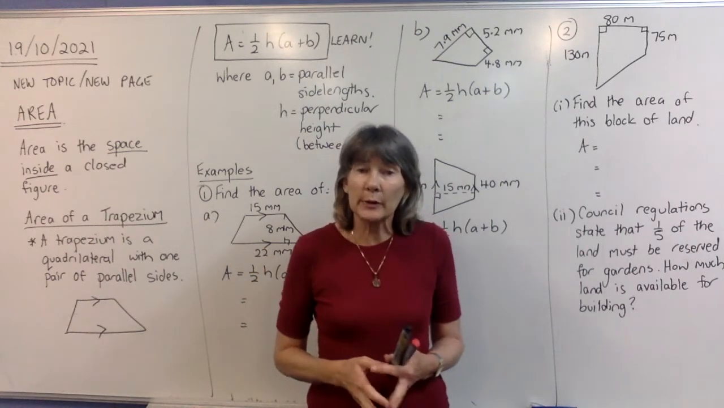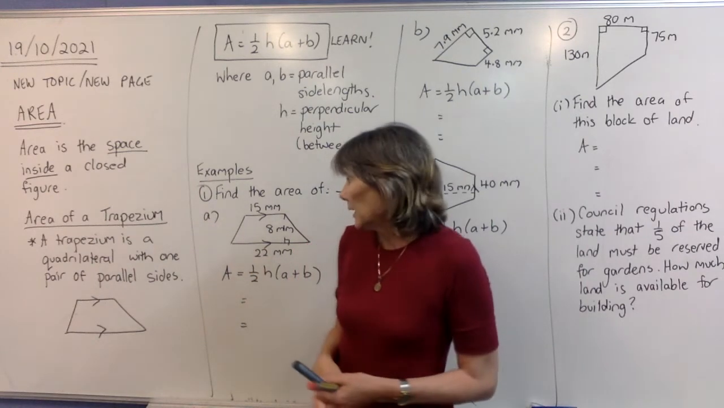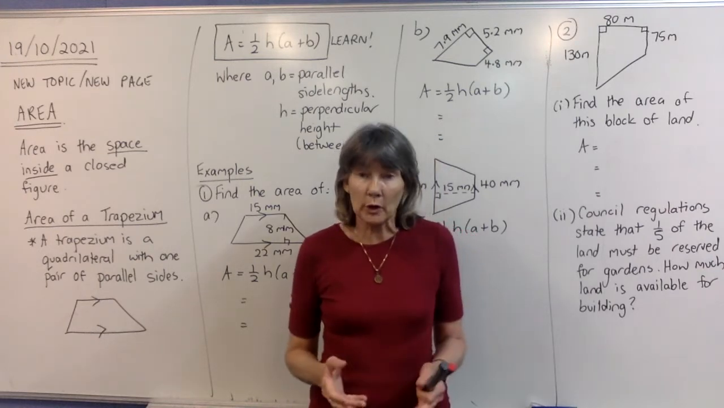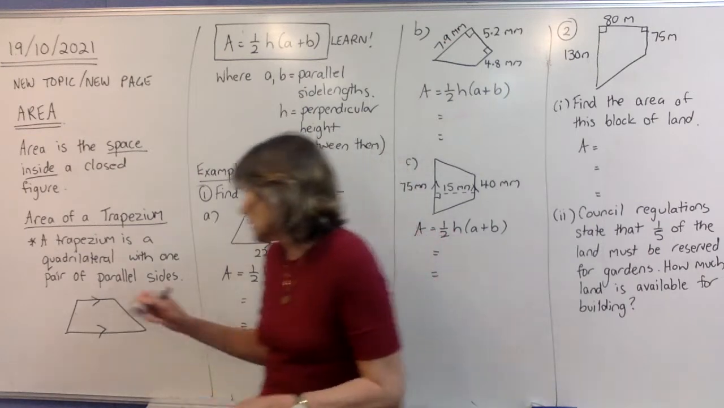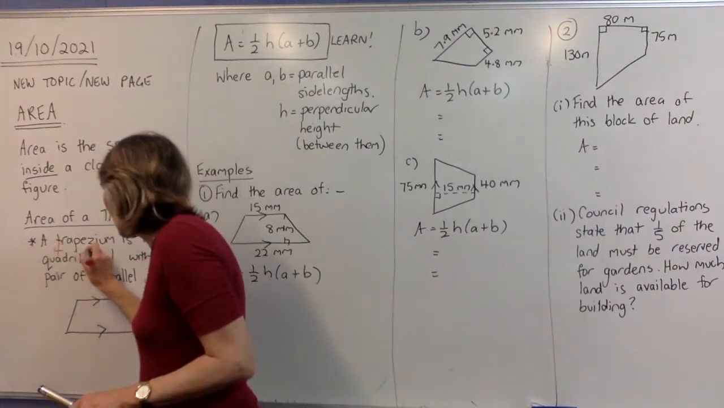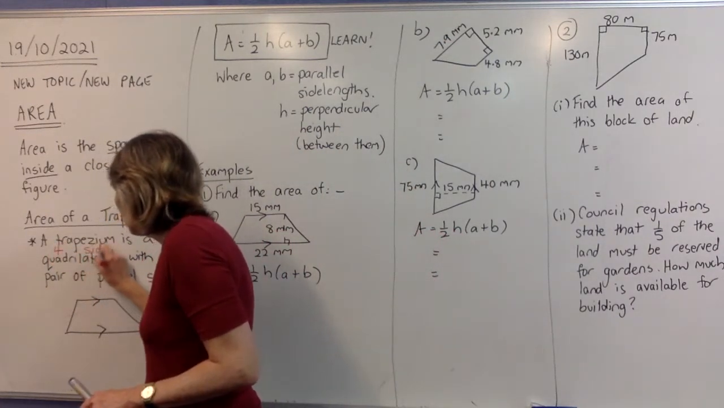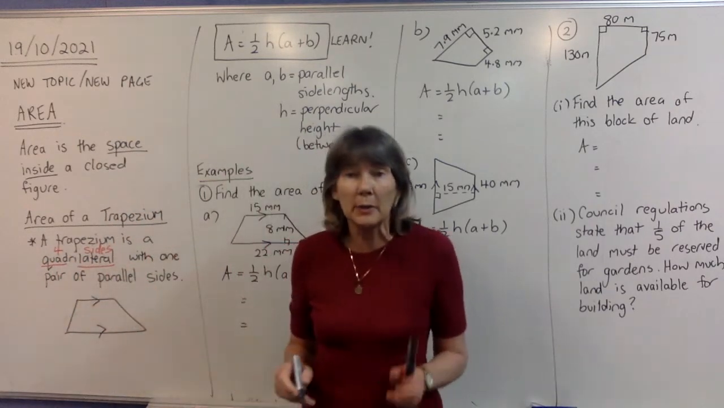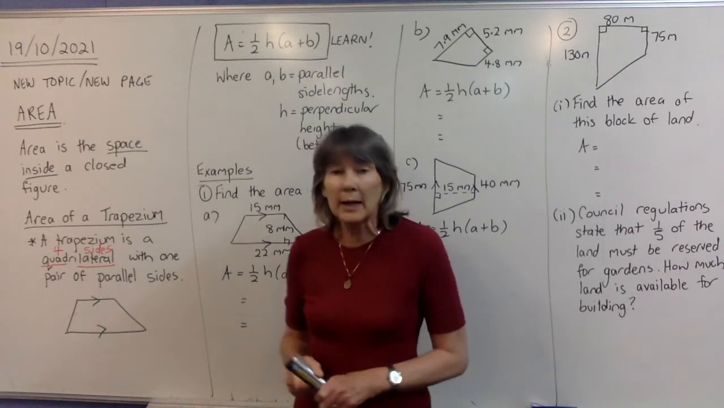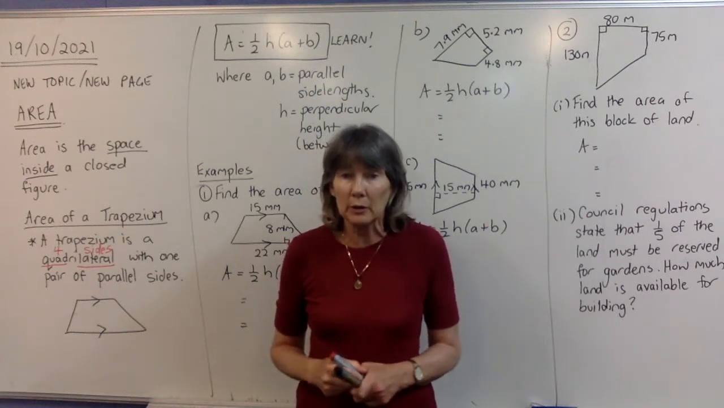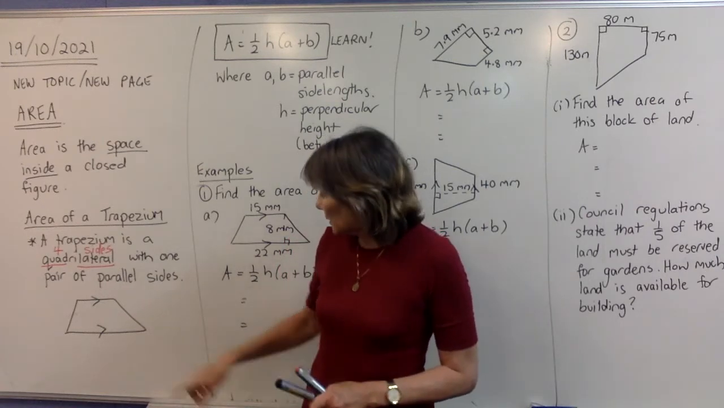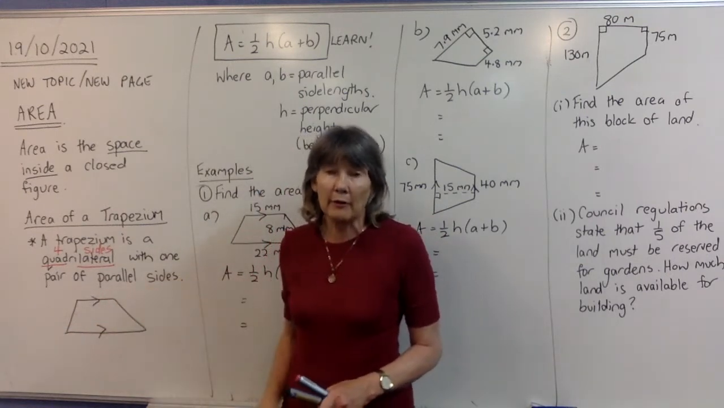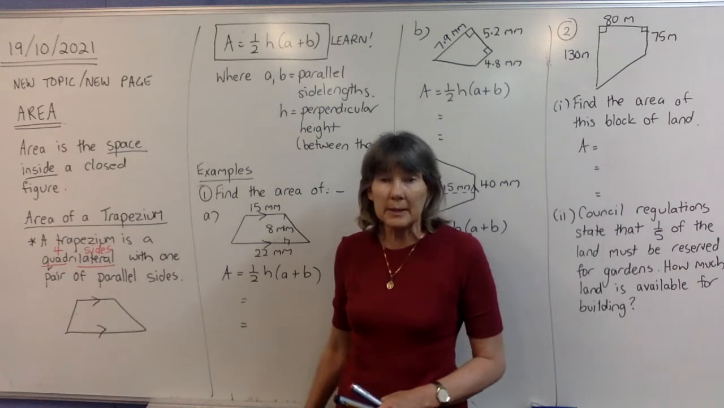Okay, so today we're doing area of a trapezium. You need to know what a trapezium is. A trapezium is a quadrilateral. That means that it's got 4 sides. Quad means 4, lateral means sides, so it has 4 sides, but it also has 1 pair of parallel sides. If you have a look here, we've got a 4-sided shape, and it does have 1 pair of parallel sides. So that's a trapezium.